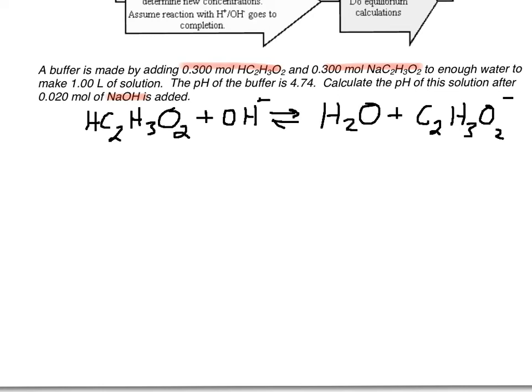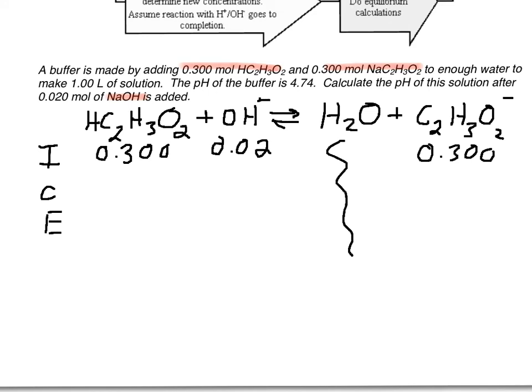And in buffer solutions, you assume, and this is important, you assume that all of the hydroxide ion or all of the hydrogen ion, depending on what you're using, gets used to completion. So that means we're going to use up all the hydroxide. And then after we've got that, we can solve for our equilibrium values.